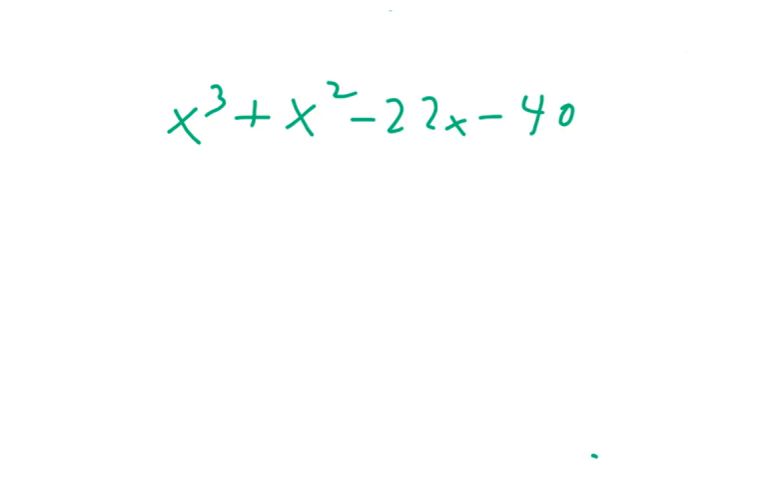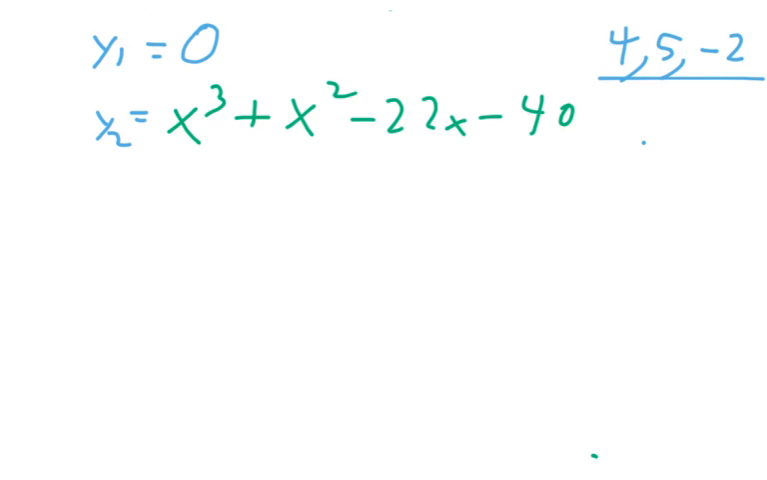Alright, in this problem, we have x cubed minus x squared minus 22x minus 40. And when I look on my graph, it crosses the x-axis at 4 and 5 and negative 2. And what you can do is you can plug this in for y1 and y2 and find the zeros in the calculator.